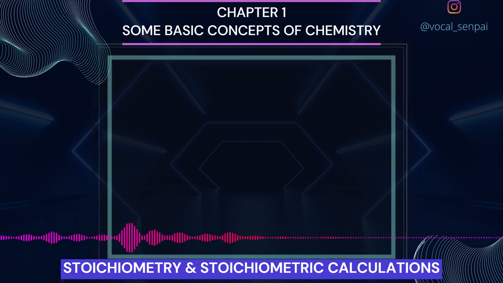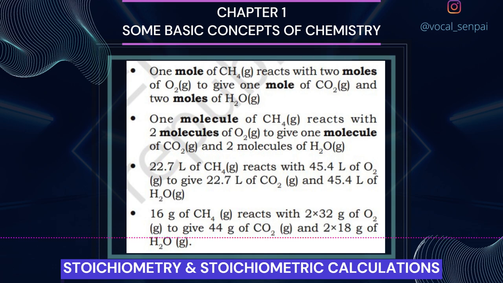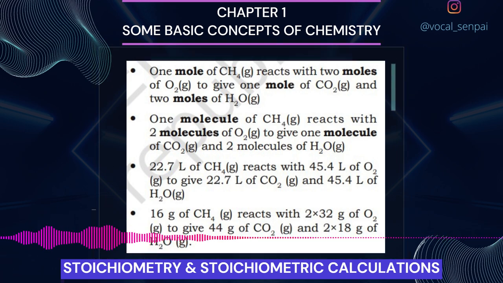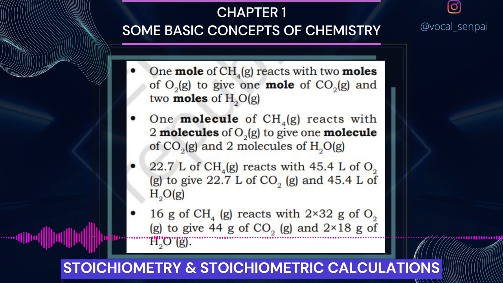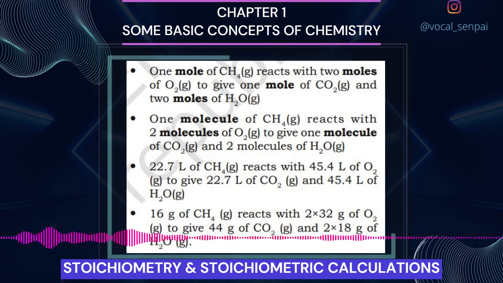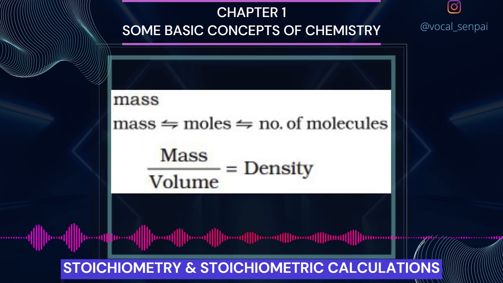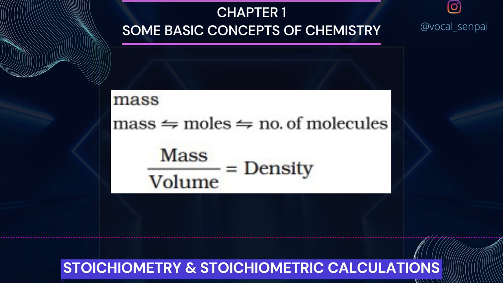The coefficients 2 for O2 and H2O are called stoichiometric coefficients. Similarly, the coefficient for CH4 and CO2 is 1 in each case. They represent the number of molecules and moles as well, taking part in the reaction or formed in the reaction. From these relationships, the given data can be interconverted as follows.